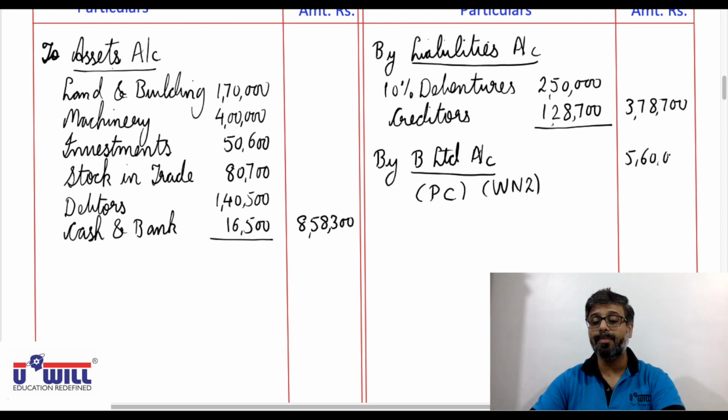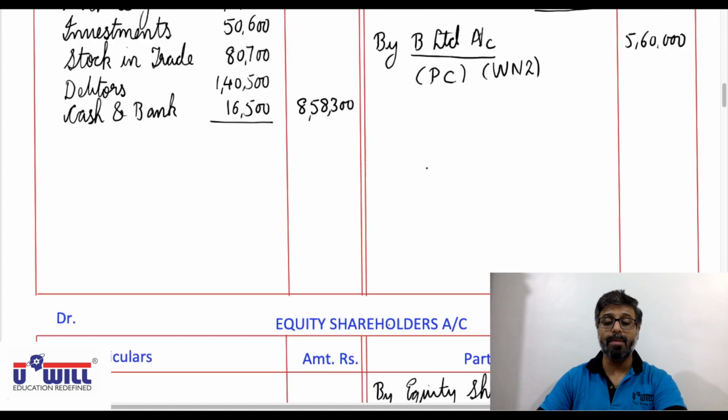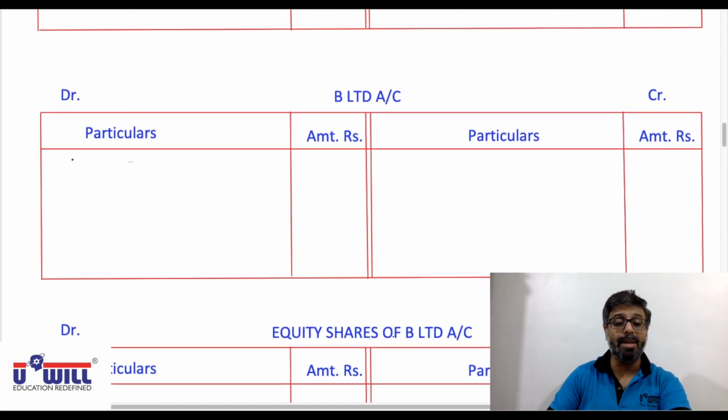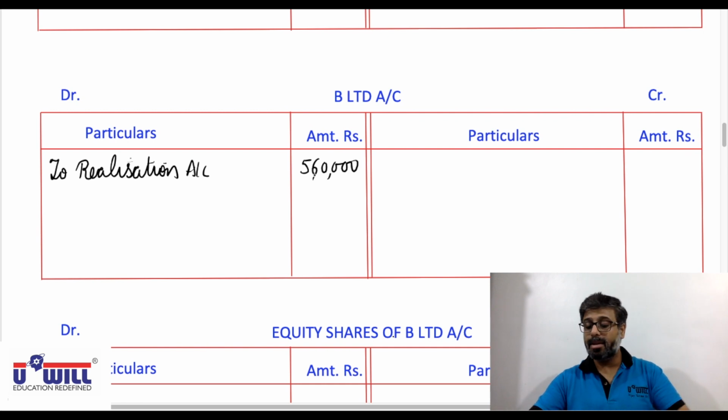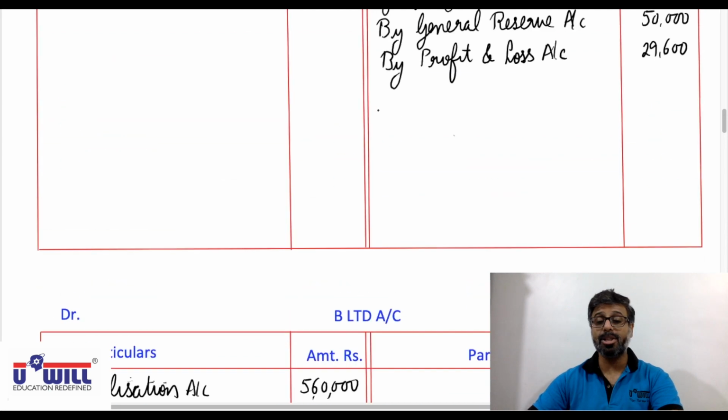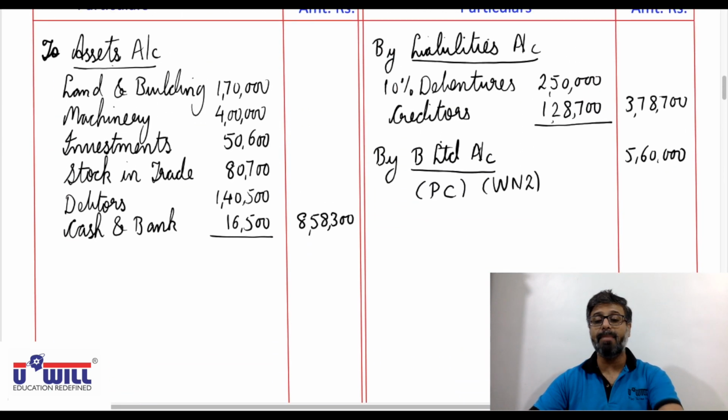5,60,000 and B limited account debit. So in B limited account on debit side to realization account with the purchase consideration of 5,60,000. Okay, I repeat, B limited account debit to realization account. To realization means realization on credit side by B limited.